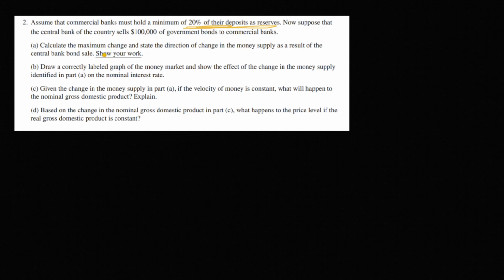Now, suppose that the country sells $100,000 in government bonds to commercial banks. So, selling bonds is a decrease. When the Fed buys bonds, you increase the money supply. If they sell bonds, they decrease the money supply. And if you need, you can draw the little picture.